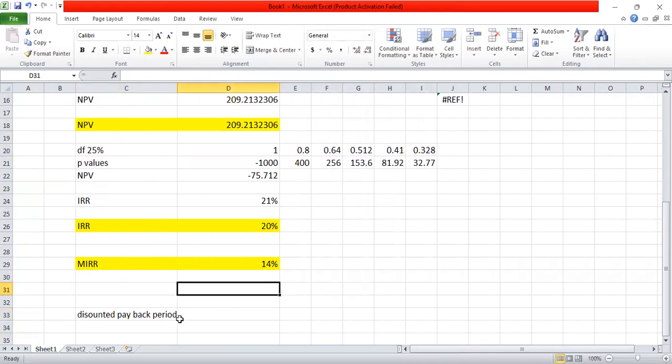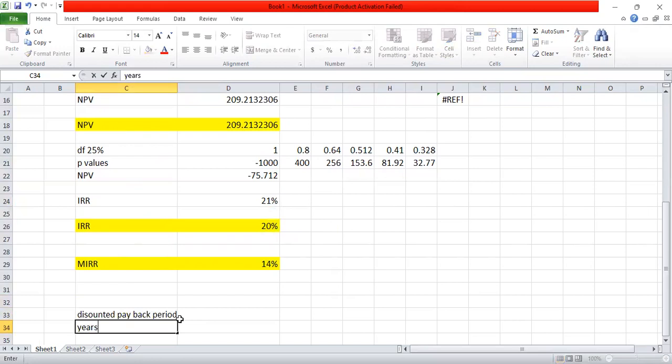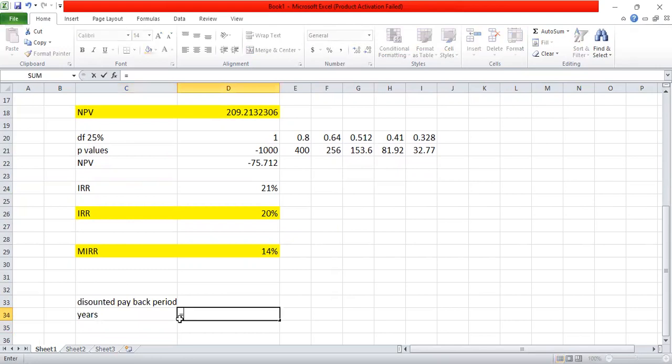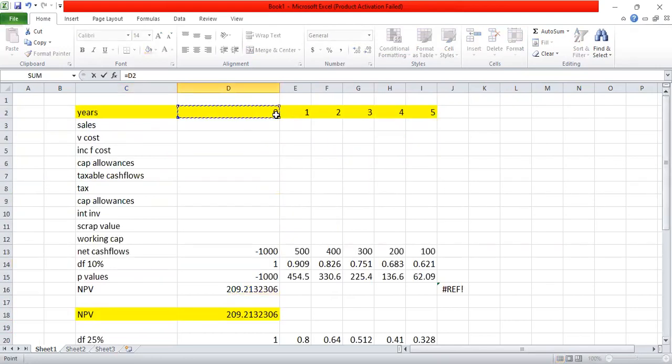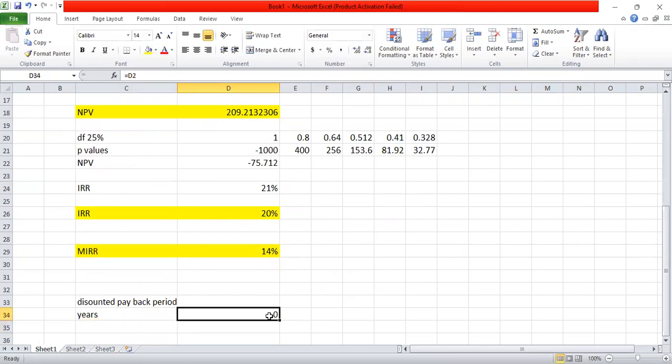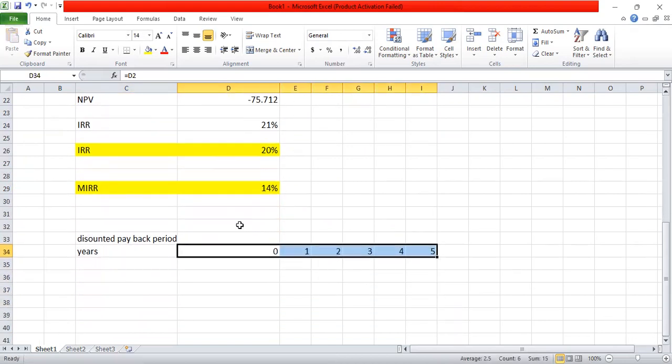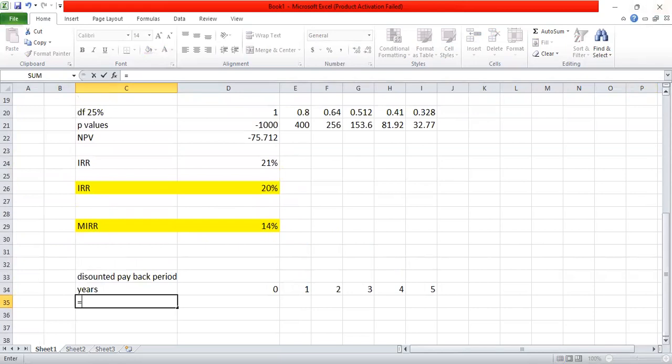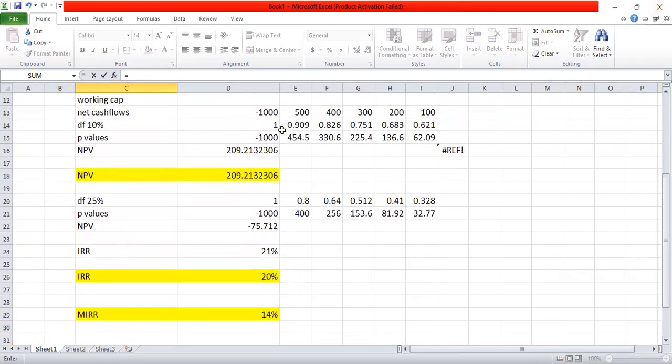Now for this discounted payback period, first of all, you will be having the years. So guys, for the year, just use the link. This is the link. Copy it and paste. Now type here the cash flows. So I am straight forwarding, applying the link. These are the net cash flows.